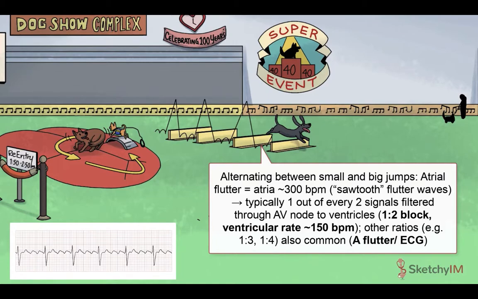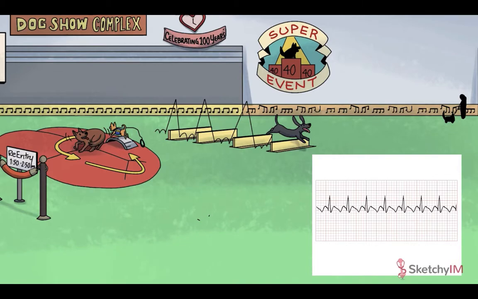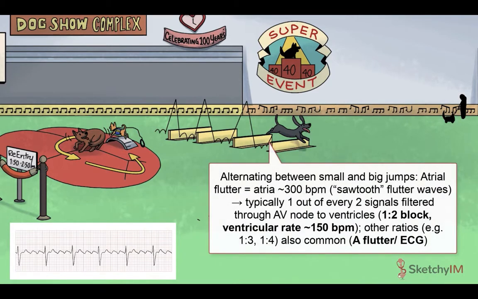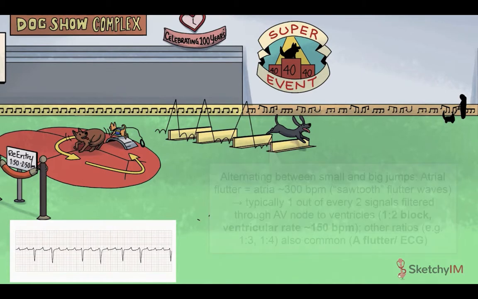Usually only one of every two signals are transmitted through the AV node down to the ventricle, resulting in a QRS complex. This is called atrial flutter with a 2-to-1 block, and results in a ventricular rate of about 150 beats per minute. Other ratios, such as a 3-to-1 or 4-to-1 conduction can occur as well, with even numbers being more common. If there's no variability to the block, a regular tachycardia develops. But if the degree of that block changes from second to second, which is common as well, it can result in different RR intervals and an irregular rhythm. This is why this dog, with her ears fluttering as she runs, is in front of both the regular and irregular notes in the back.